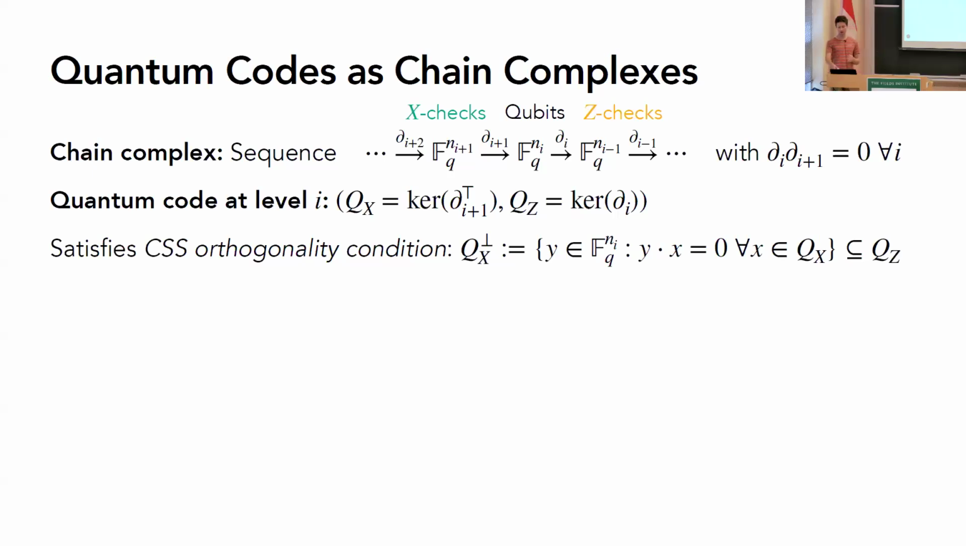And you can see that this condition in a chain complex, that the product of any two consecutive boundary maps is 0, precisely means that if we take one of our codes to be the kernel of the transpose of the boundary map at level i plus 1, and we take the other code to be the kernel of the boundary map at level i, then these two codes will each contain the dual of the other, precisely because the boundary maps at level i and i plus 1 multiply to 0.